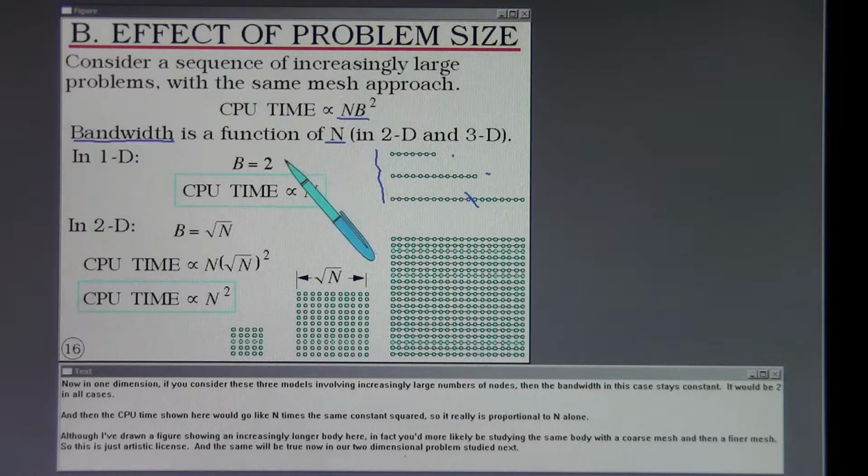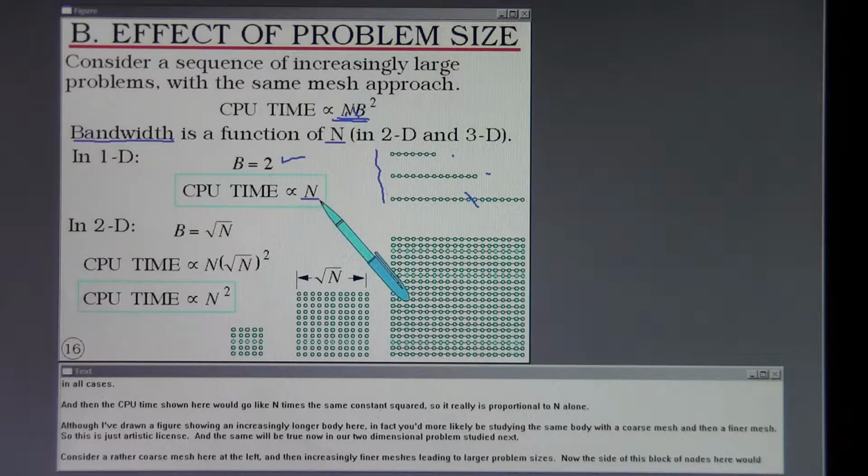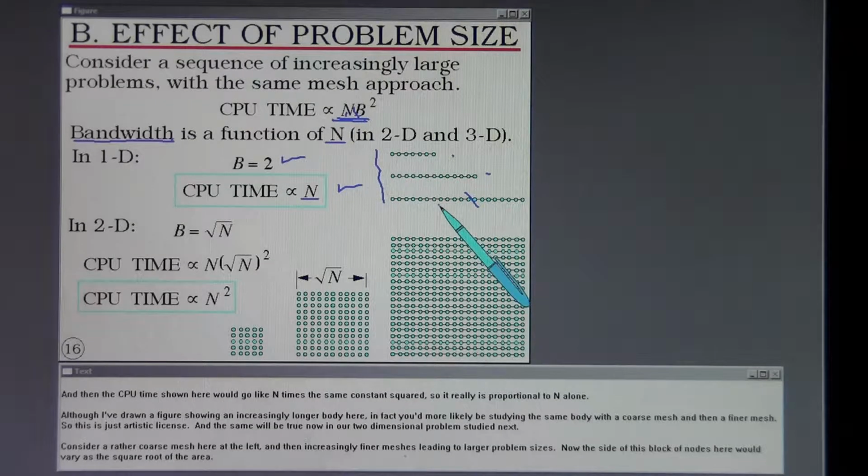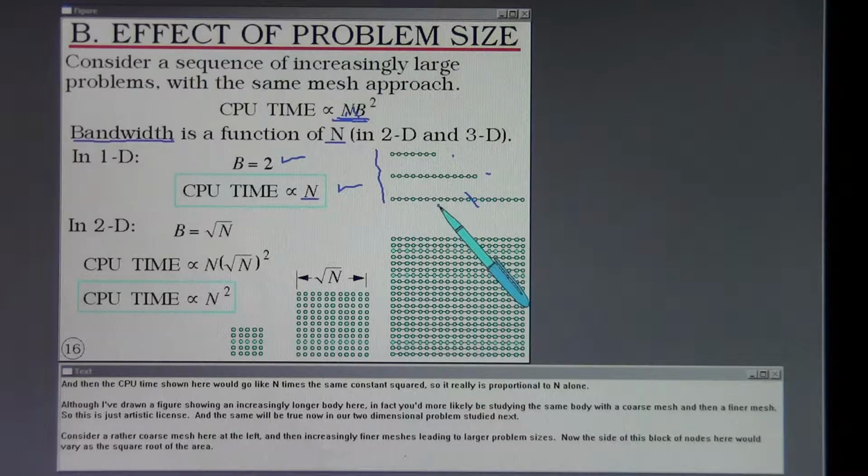In all cases, the CPU time shown here would go like n times the same constant squared. So it really is proportional to n alone. Although I've drawn a figure showing an increasingly longer body here, in fact you'd more likely be studying the same body with a coarse mesh and then a finer mesh. So this is just artistic license. And the same will be true now in our two-dimensional problem studied next.